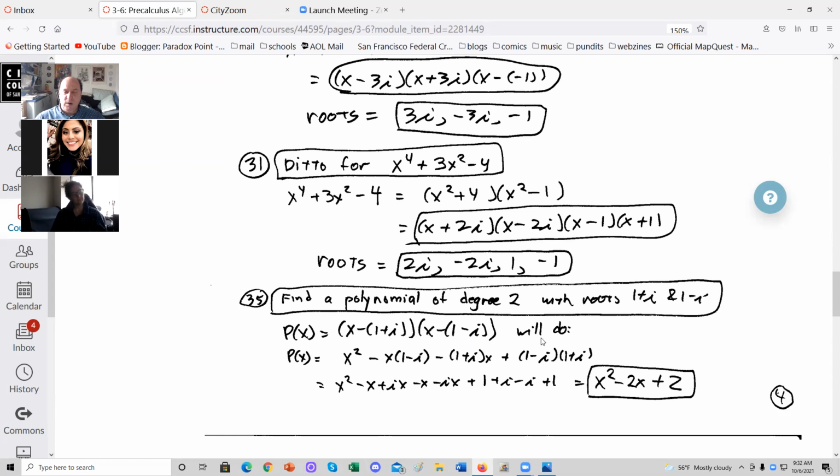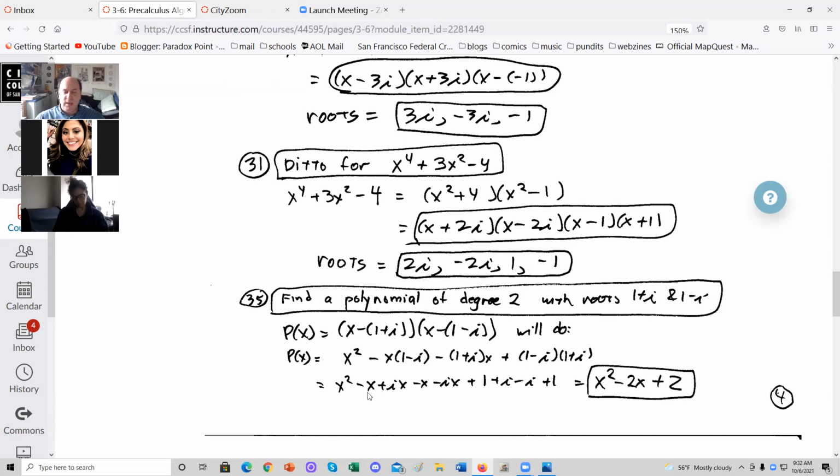This factor will be 0 at 1 plus I. This factor will be 0 at 1 minus I. So this polynomial should do the job. Okay, let's expand it. First, x times x is x squared. Outer, minus x times 1 minus I. Inner, minus 1 plus I times x. And last, 1 plus I times 1 minus I.